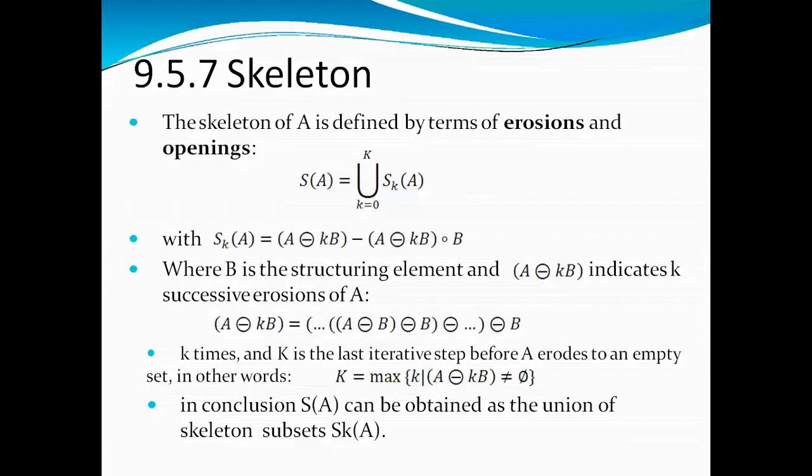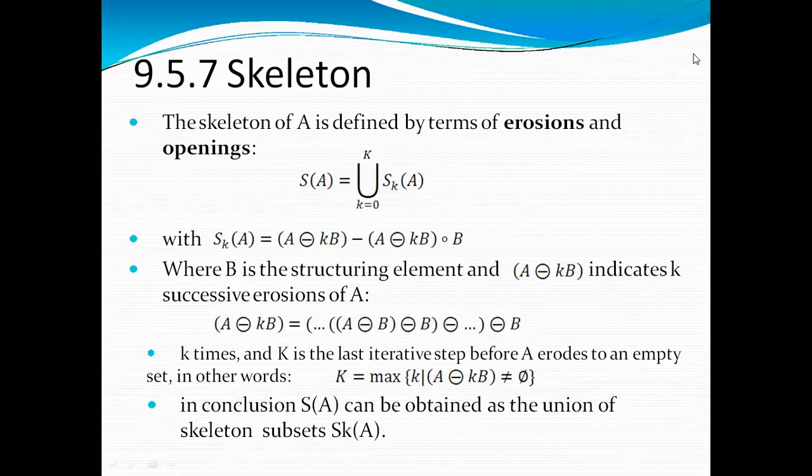The skeleton of A is defined in terms of erosions and openings. S of A is the union over K, from K equals 0 to capital K, of S_K of A. Its value is A eroded by KB minus the opening of A eroded by KB. Here B is the structuring element, and A eroded by KB indicates K successive erosions of A, that is, K times. K is the last iterative step before A erodes to an empty set. In conclusion, S of A can be obtained as the union of skeleton subsets S_K of A.